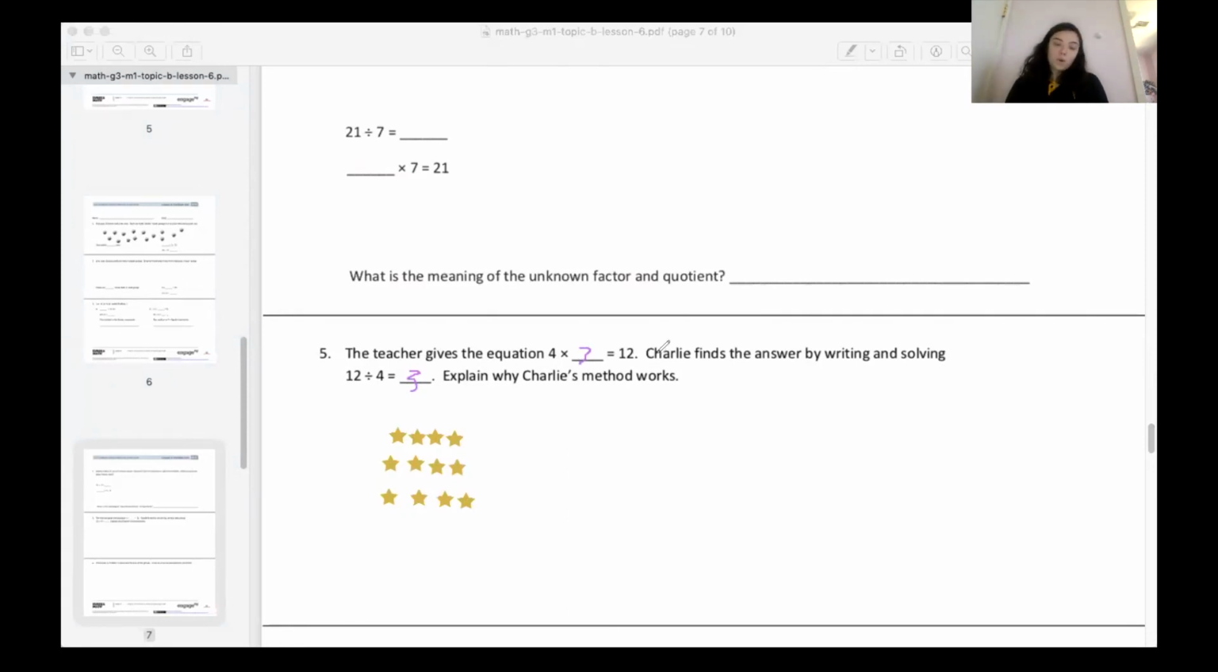Why does this method work? Well, that is because multiplication and division are opposites of each other. So if I found out that 12 divided by 4 equals 3, that also means the same thing as 4 times 3 equals 12. So because they mean the same thing, it helps her find the answer to the problem.